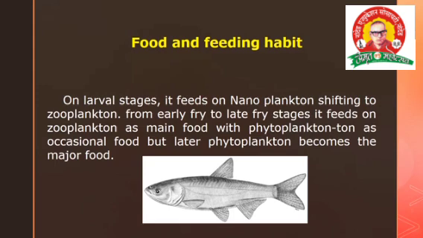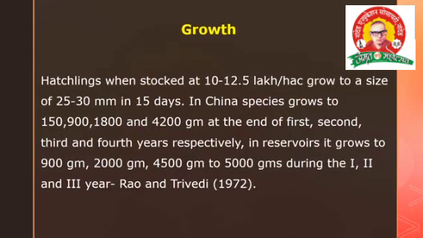This means that at the last stage, when the fish has grown to about 1 kg or 900 grams, phytoplankton is the major food. At the primary stage, fry, spawn or fingerlings, it feeds upon nanoplankton or zooplankton. When it is an adult, after the completion of 1 year, after reaching 1 kg, the major food of silver carp is phytoplankton, right?